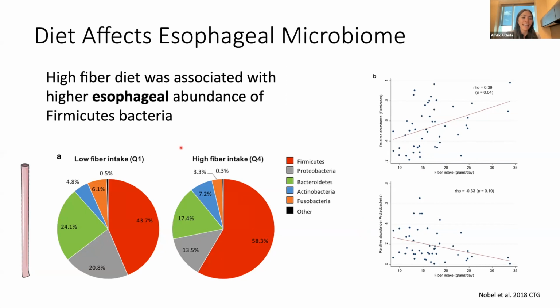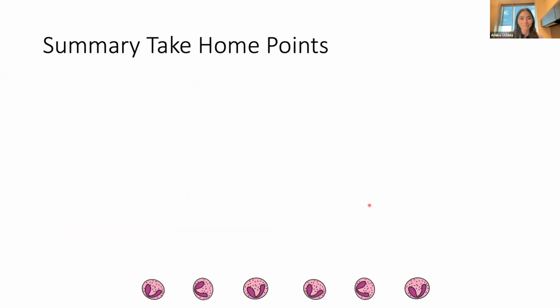inactive EOE. And so one of the things we can conclude from this paper, high fiber diets were actually associated with higher esophageal abundance of this group of bacteria called firmicutes. And again, this was outside of EOE, but I think it's really interesting that we can change our diet and end up having impacts on the microbes that are in and on us and among us.